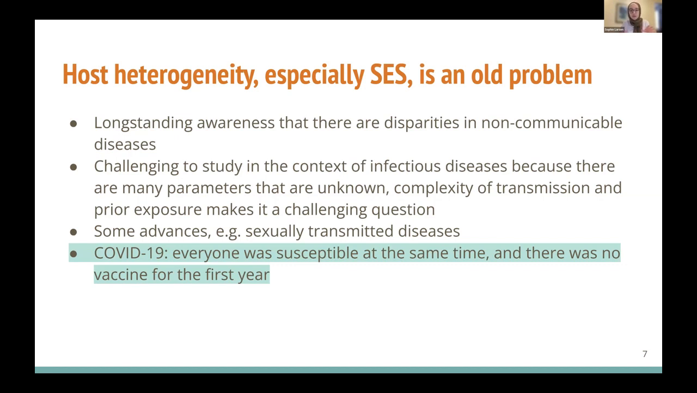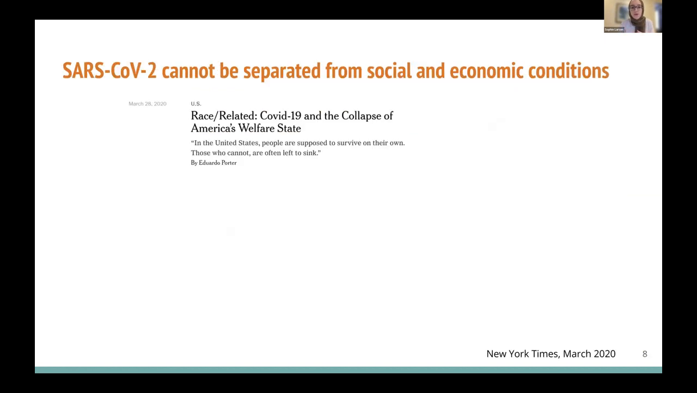So in real time, we got to watch, unfortunately, how SARS-CoV-2 spread through certain communities at a rapid pace, but not necessarily others. And then we also got to observe how vaccines rolled out and how this influenced these pathways. So really, what we saw is that SARS-CoV-2 cannot be separated from social and economic conditions.